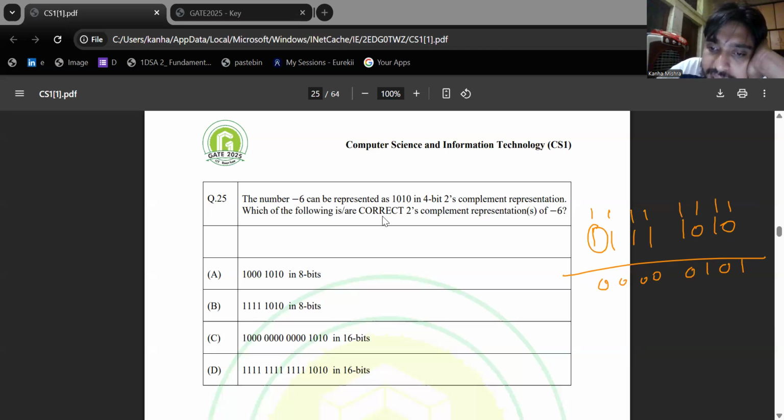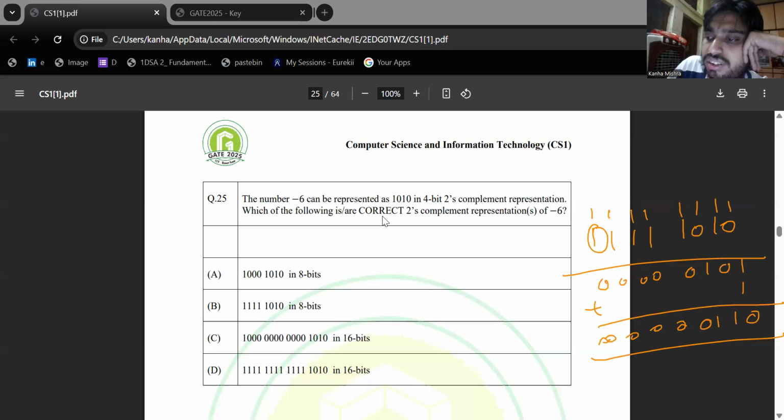After that, I can add 1 in that. So if I try adding 1 in this, then it will be plus 1. It comes out to be 0 0 0 0 0 1 1 0, which is actually equal to 6. Correct. Good enough. So option B is one of the correct answers. Are there more correct answers? Let's check that. Let's try option C.